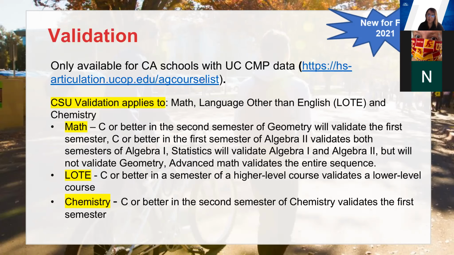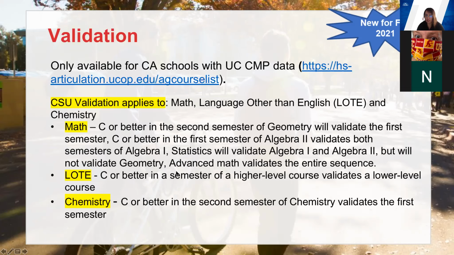And let's say, for example, Algebra 2. First semester you earned a D, but the second you earned a B. The B in your second semester of Algebra 2 would validate your first semester, which would give you that entire year of Algebra 2, and would also validate your Algebra 1. However, let's say, for example, statistics was the highest math that you took, right? But you didn't do so well in geometry. Statistics only validates Algebra 1 and Algebra 2, but not geometry. So that means that you would be lacking 1 year of geometry.